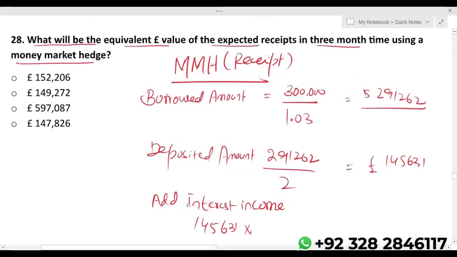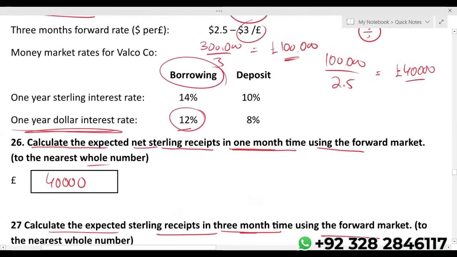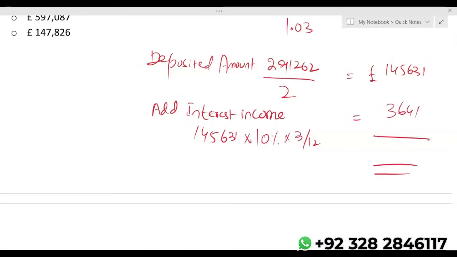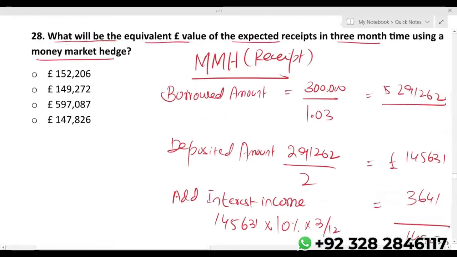Now simply add interest income. 1,45,631 into the pound sterling deposit rate. The 1 year sterling deposit rate is 10%, but we'll be depositing only for 3 months. Students, I'm getting 3,641. So 1,45,631 plus 3,641 is 1,49,272. Wow.